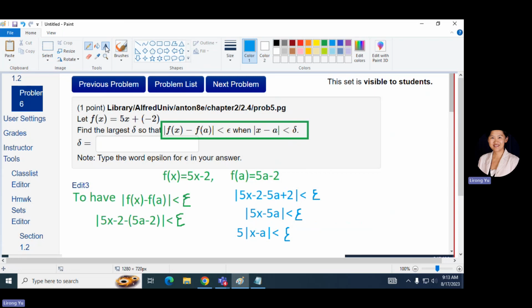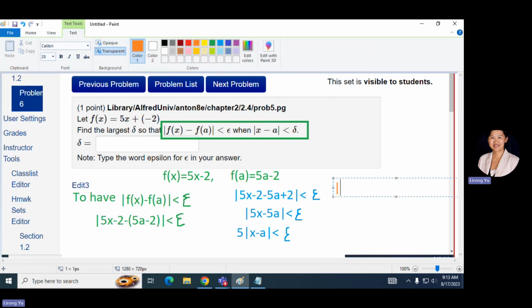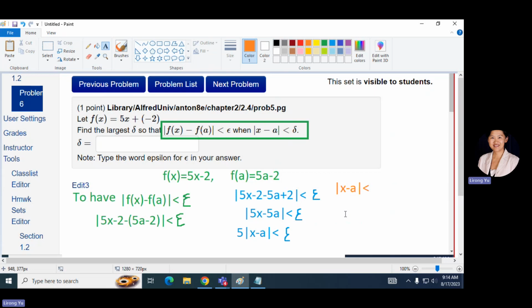All right, finally, let me change the color one more time to differentiate. So we have the absolute value of x minus a is less than, guess what's on the right side? 5? No, 5 was here. Oh, whoops, I was mistaken about the direction. So how do we remove the 5? Epsilon over 5. So the answer here is epsilon over 5, because we have to get rid of 5 from the left side of the equation.